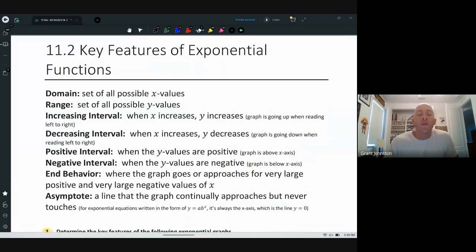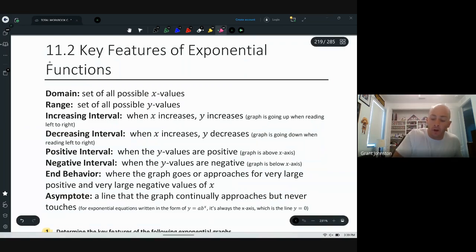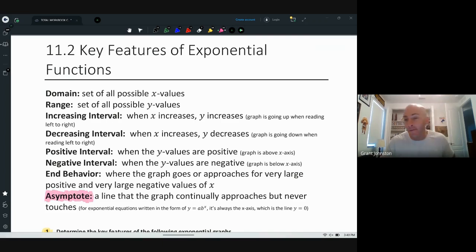Key features of exponential functions. So here's a huge list of all the different key features we talked about. And for exponential functions, we're just going to add one little thing to these key features, and that is the term, the very last one, called an asymptote. The definition of an asymptote is a line that the graph continually approaches but never touches.